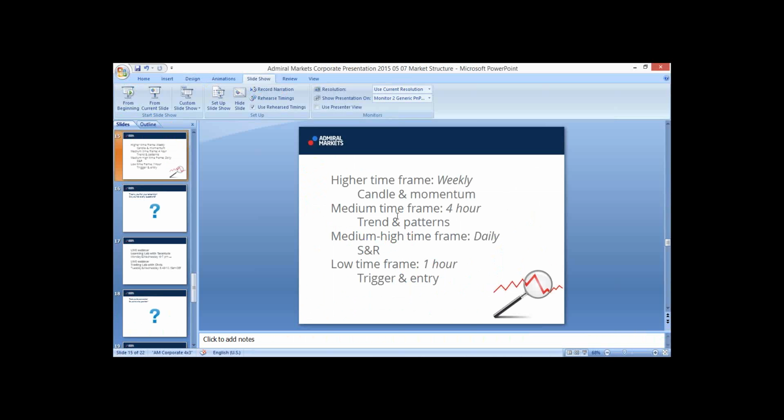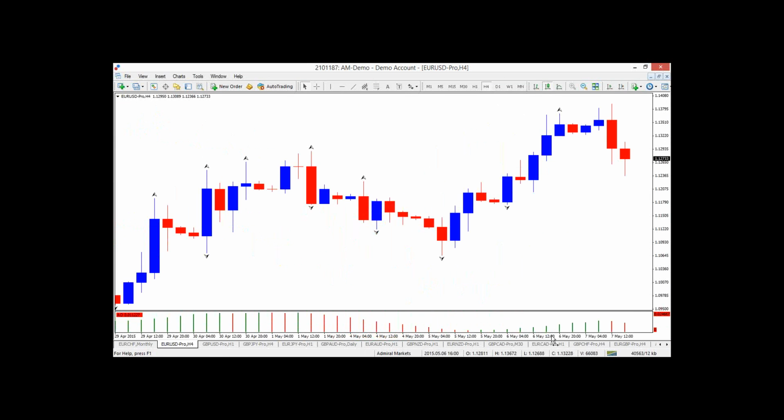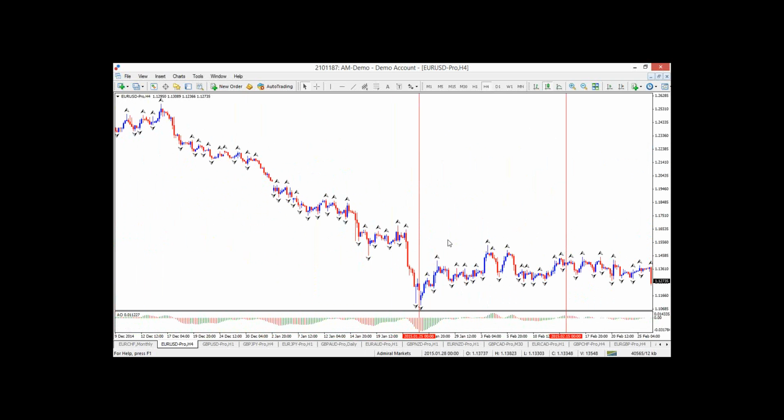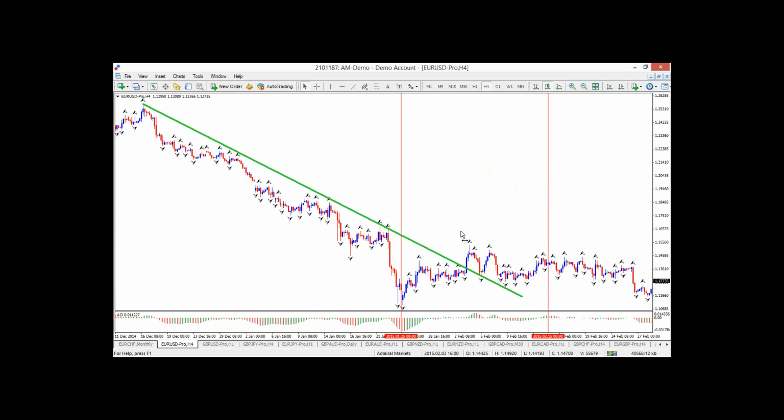So plain and simple. Then perhaps go to, for instance, the 4-hour chart to look at a medium time frame, to look at trend and patterns. Right. So what are we seeing here on the 4-hour chart? We see bearish momentum on the euro dollar, and we see that there was a downtrend on the 4-hour chart, but that downtrend broke and we went sideways.